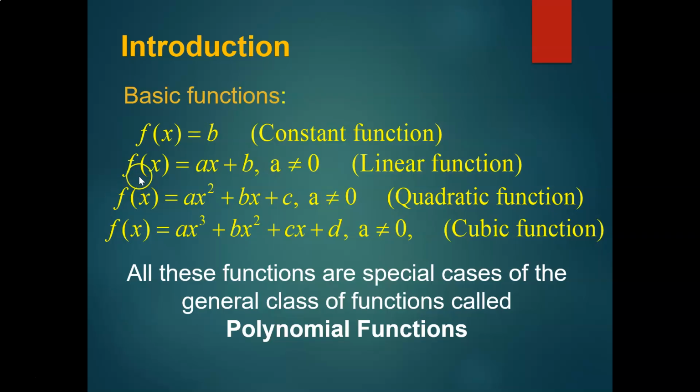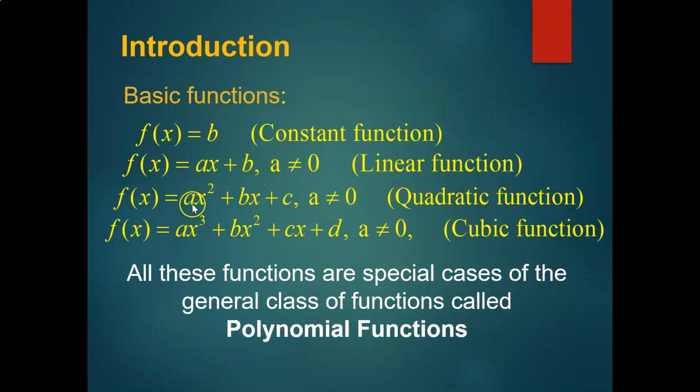Then the second one, you have fx equal to ax plus b, where a must not be equal to 0. Meaning that your a can be 1, 2, 3 or any negative number, as long as it cannot be 0. This function will be known as a linear function. Why is it a linear function? Because you only have x over there. ax plus b, where b is the constant.